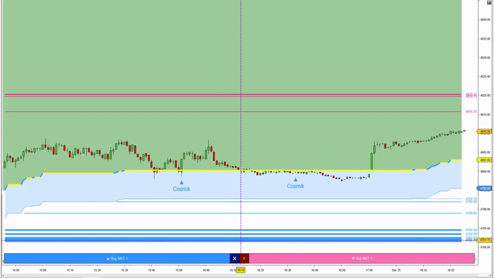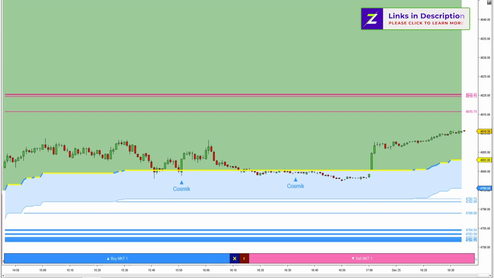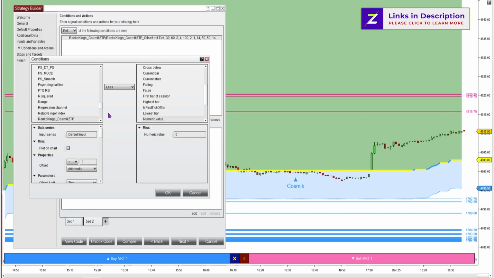In this video, I want to show you how you can use the new Cosmik ZPT indicator for NinjaTrader using Strategy Builder and Strategy Analyzer to find the best possible settings for the instrument and the time frame that you are trading. Here in Strategy Builder, I have the Renko King's Cosmik ZPT indicator selected.